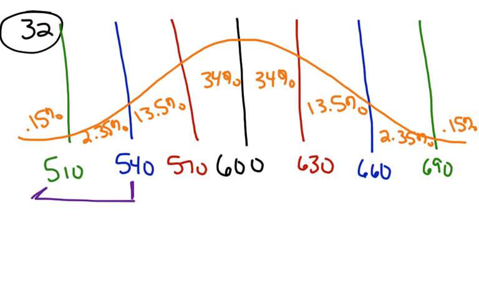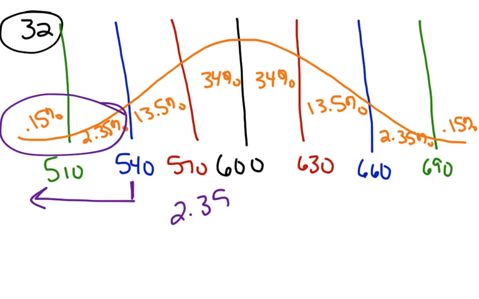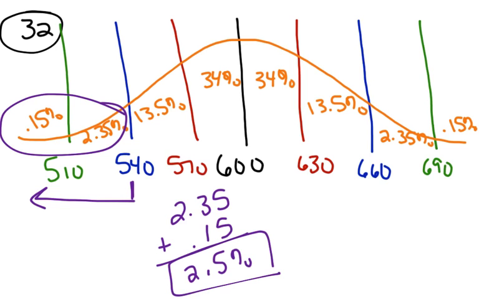So we want to know the probability that a value selected at random is at most 540. Well, 540 is here, and we want at most. So what you do is you add those standard deviations. So 2.35 plus 0.15 is going to be 2.5%. So 2.5% of the data should fall below 540.